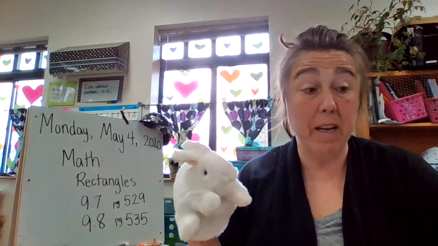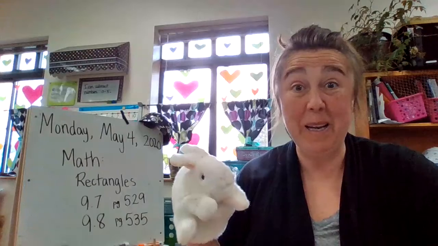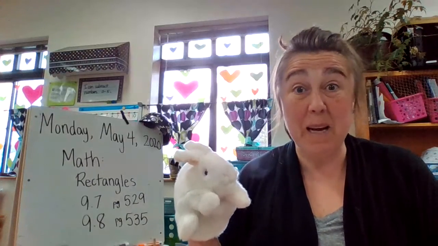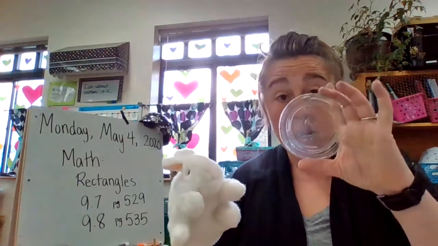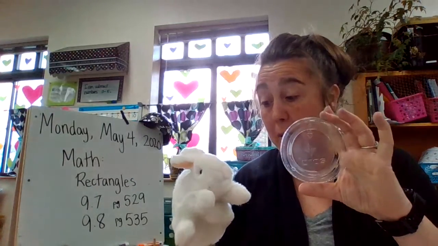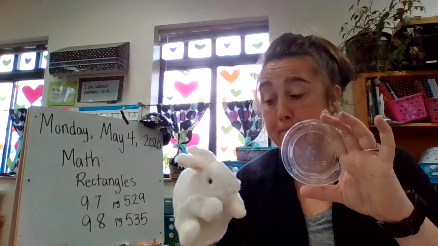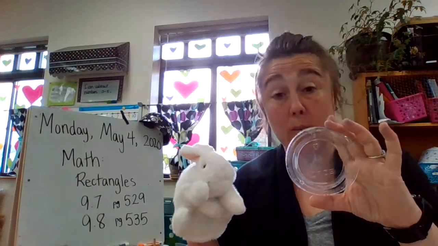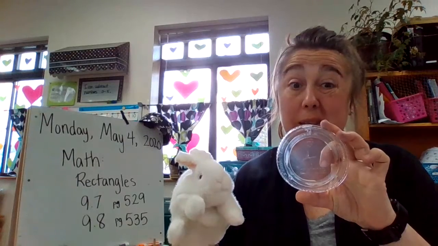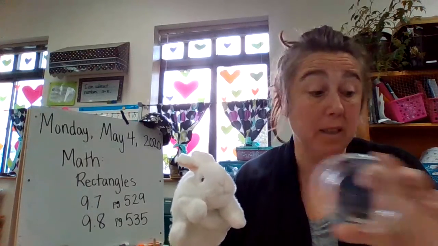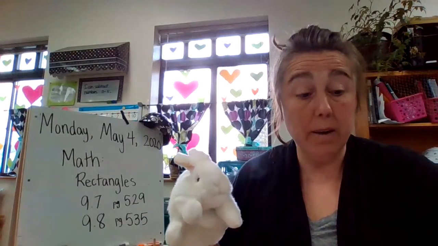All right, Millie, you ready? Hayden, you ready? Penny, you ready? Here we go. Rectangle or not a rectangle? Mr. Bunny, is this a rectangle or not a rectangle? Not a rectangle? You're right, Mr. Bunny. This is not a rectangle because it doesn't have 4 sides. It only has curved sides, not straight sides. Good job, you guys.